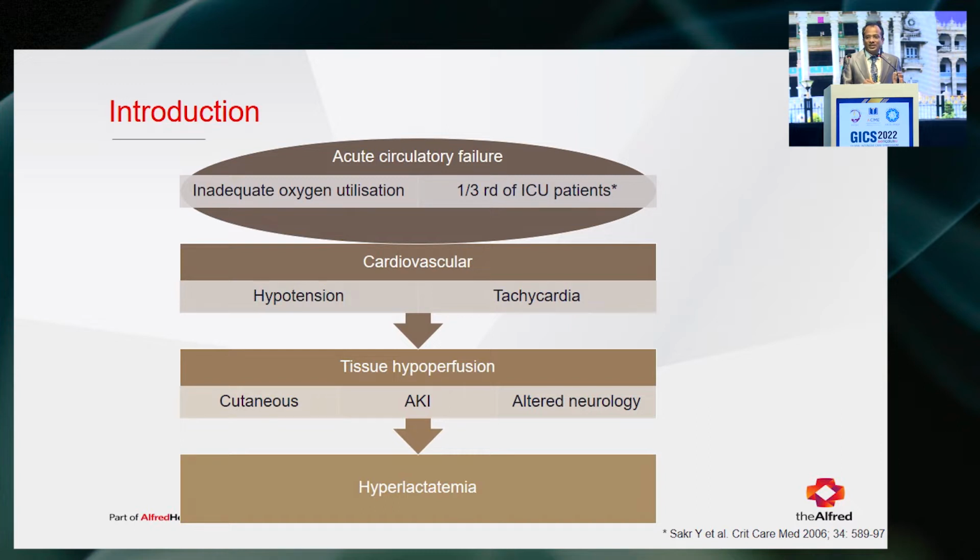If you survey the patients in your ICU at any time point, 1/3 of the patients will be in circulatory failure or in shock. And we define shock as acute circulatory failure associated with inadequate utilization of oxygen by the tissues. And it usually manifests with hypotension. I'm saying usually, it's not always. Usually it presents with hypotension, tachycardia, and evidence of tissue hypoperfusion and hyperlactatemia.